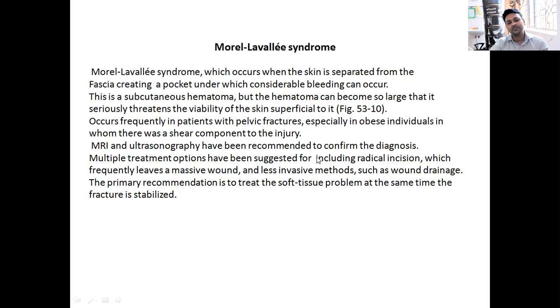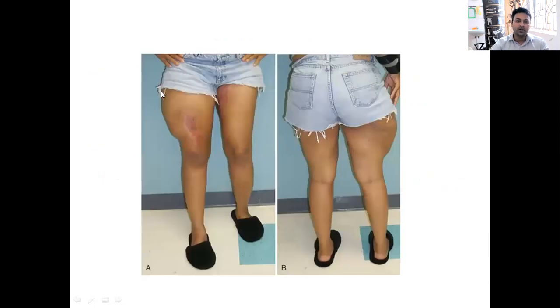Multiple treatment options have been suggested, including radical incision, which frequently leaves a massive wound, and less invasive methods such as wound drainage. The primary recommendation is to treat the soft tissue problem at the same time the fracture is stabilized. Here you can see the Morel-Lavallée lesion, or internal degloving.